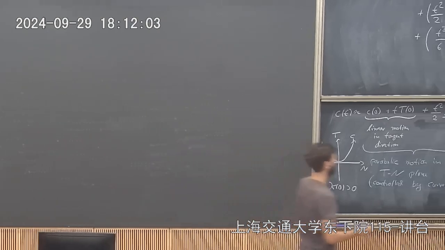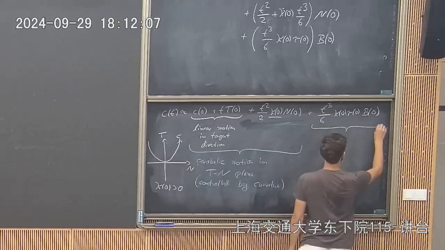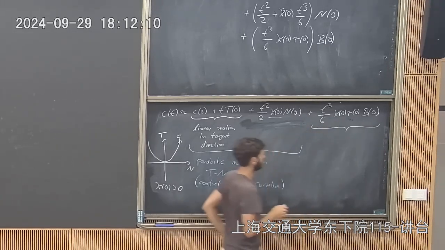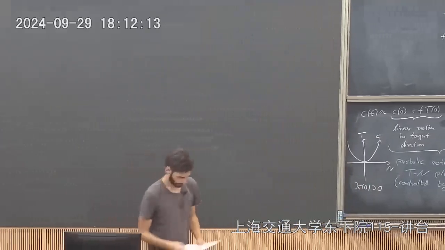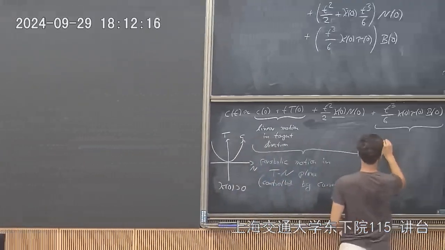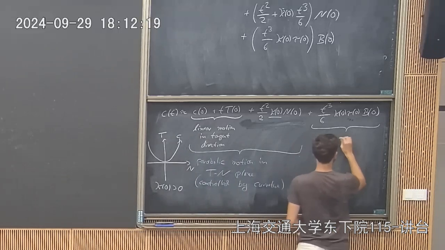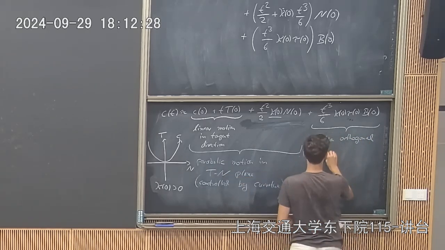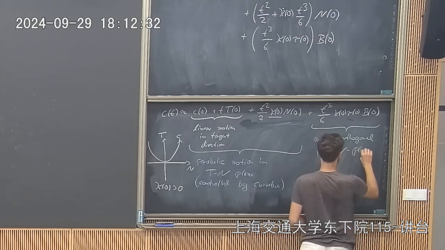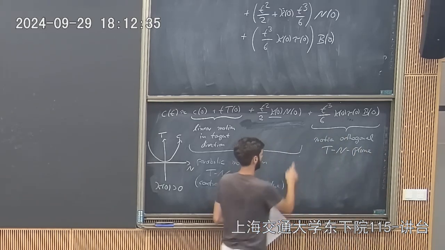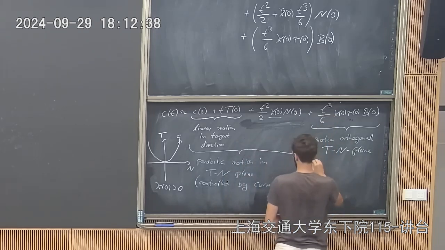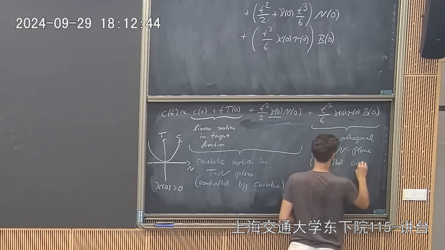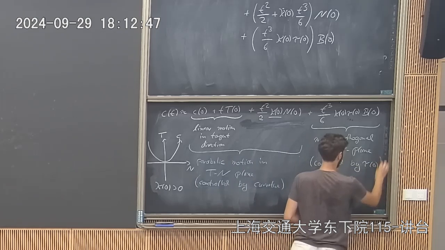And now this part here, we see there's the torsion in there, and it's something that is in the b direction. So that's motion in the b direction, which is to say that it's orthogonal to this Tn plane. And this motion is, first of all, cubic, and it's completely controlled by the torsion.